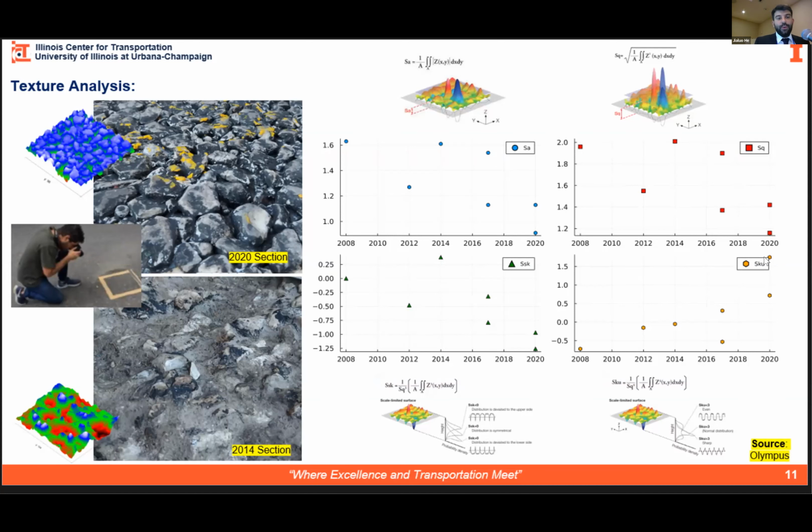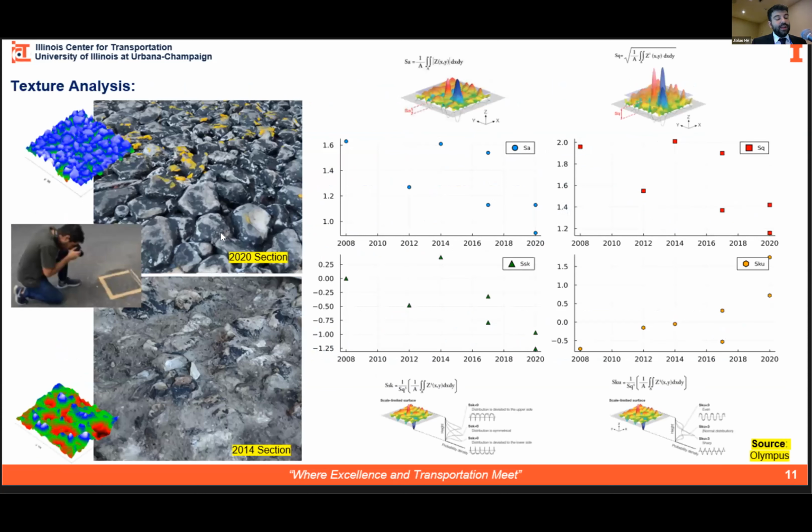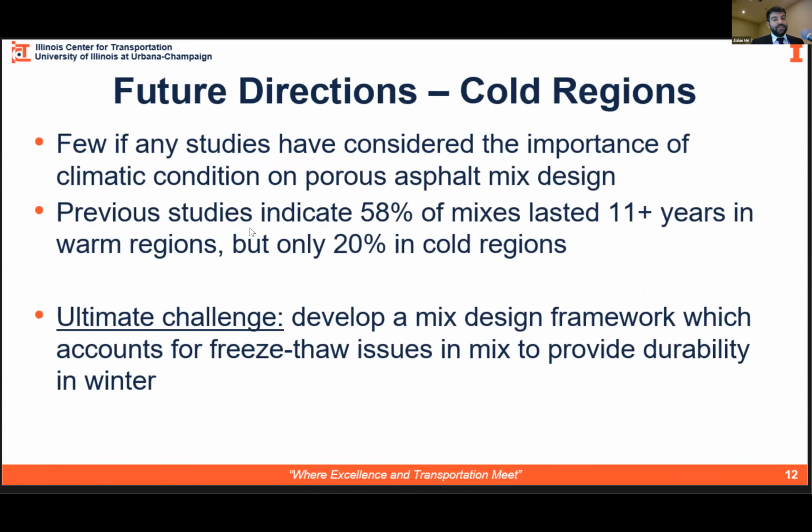So what are we now looking forward to? Well, again, few if any studies have considered the importance of climatic conditions. So one thing we'd like to do in the future, and this is something where we could use partnerships. So please, if anybody is working on this topic or similar topics, we'd love to share in your work and share data. Because we'd like to know in the South, does the surface deteriorate as quickly as it does here? Or in areas where it's either not as wet or not as cold, do you see this rapid surface deterioration, for example, from 2014 to 2020? So we would love to know.